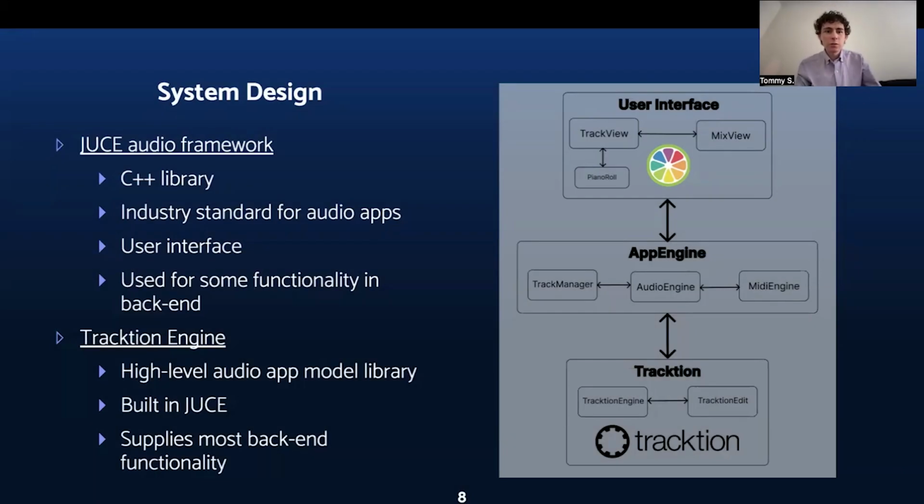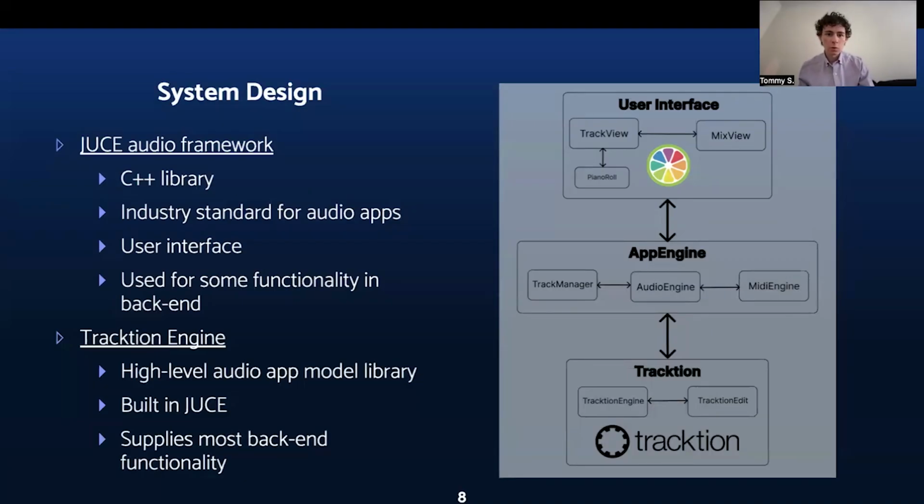Now, our system design is built with two core technologies, the Juice audio framework and the Traction engine. Now, Juice is a C++ library that's widely considered the industry standard. We used it to build our entire audio interface, and it also provides some low-level audio functionality to support some of our backend. On top of Juice, we integrate the Traction engine.